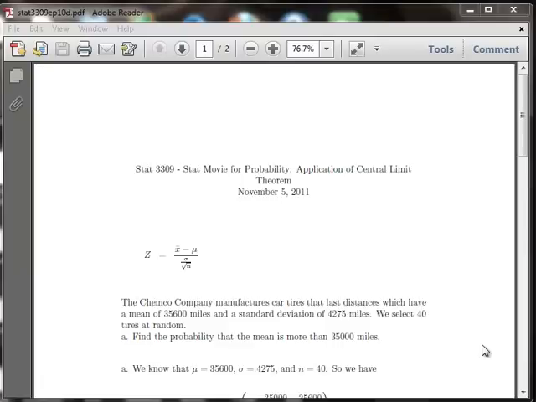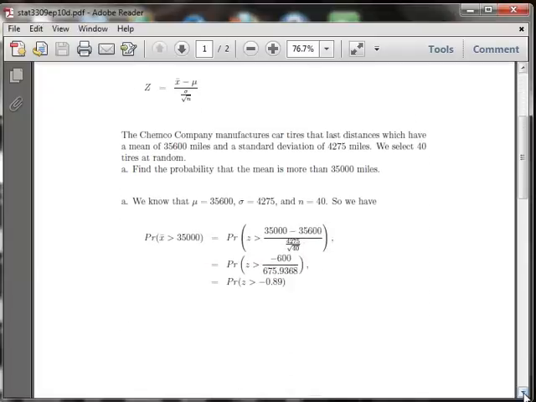Hi everybody. Today we're going to talk about probability and the application of the central limit theorem. Our formula is x bar minus mu over sigma over the square root of n. As long as we have n greater than 30, we're alright with this. So here's our story.